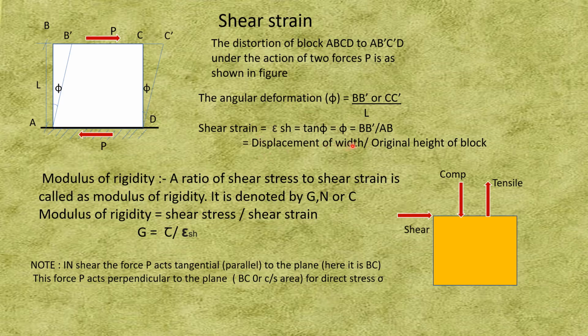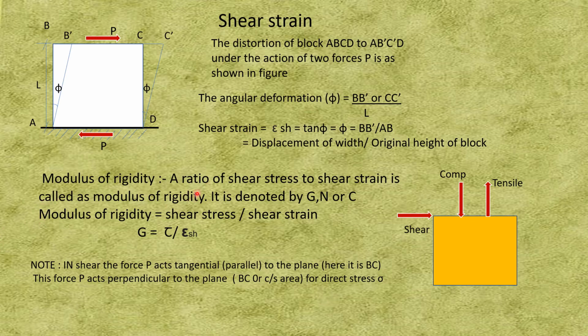So it is the displacement of the width. BC is the width. So this is the displacement of the width divided by the original height of the block, that is L. So displacement of the width divided by the original height of the block is the shear strain. Now the ratio of shear stress to shear strain is called the modulus of rigidity.